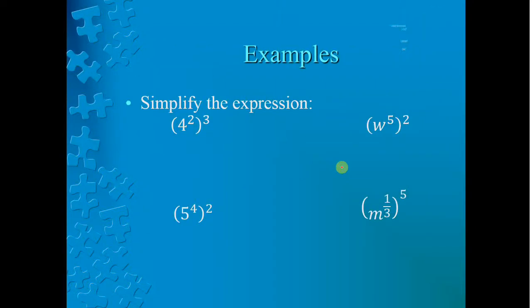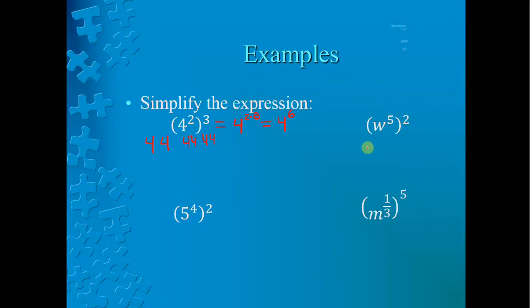Let's try a few examples here. You're going to want to write these down. There should be a pencil up in the corner. So I have 4 to the 2nd to the 3rd. What you're going to do is multiply that 2 and the 3. So we're going to go 4 to the 2 times 3, which is 4 to the 6th. And if we would write that out, you would get 4 and a 4, 4 and a 4, and 4 and a 4. There are 6 4s. That's how this works out.